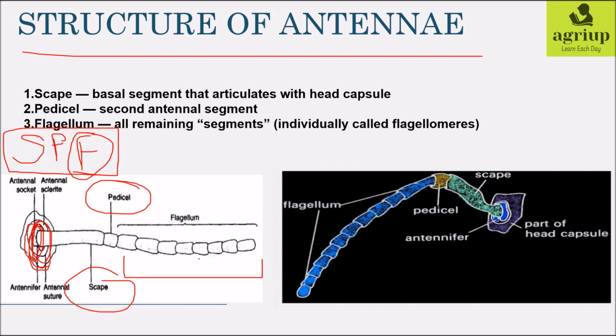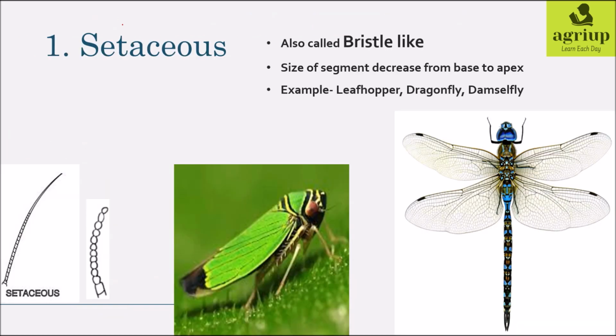So if you make or write this, you will get extra points, because this is a very important structure of antenna. There are three basic parts. Okay. Now I'm going to talk about the different types of antennas.